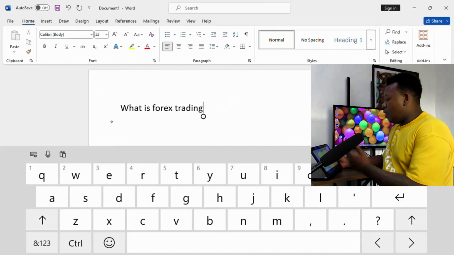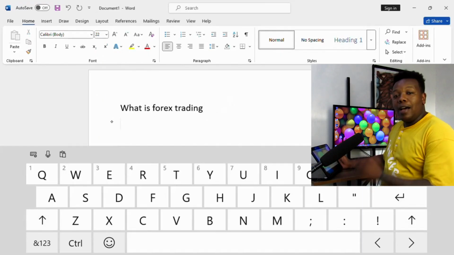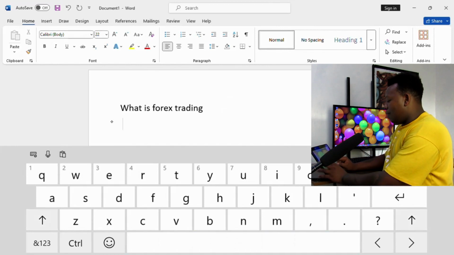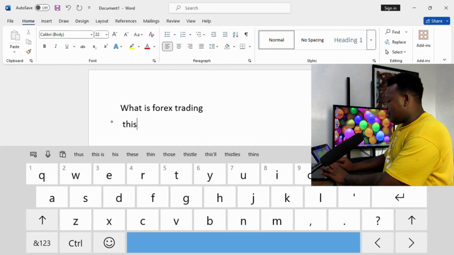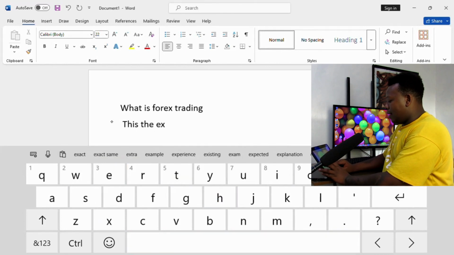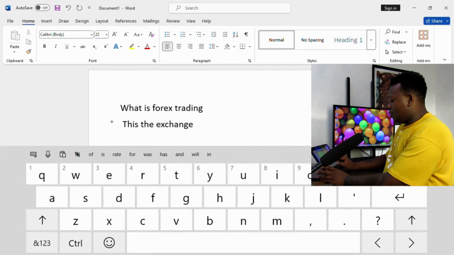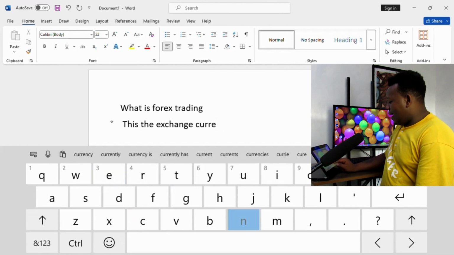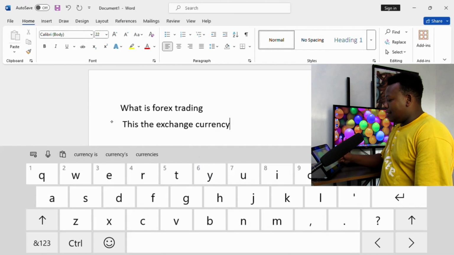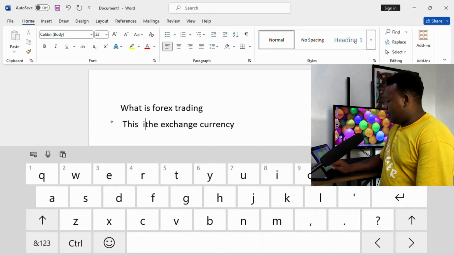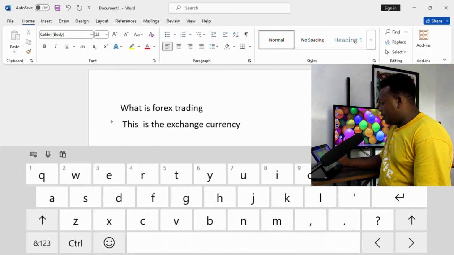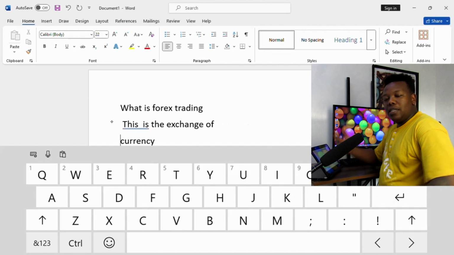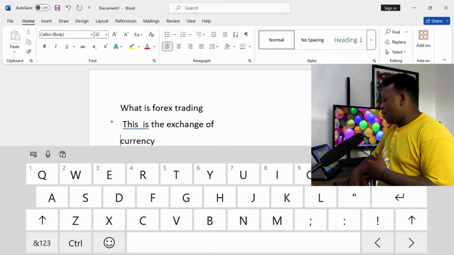So guys, to start with, we are going to look into what is forex trading, and that's where we get to start. With forex trading, this is basically what we mean: this is the exchange of money, the exchange of currencies. So that's what we mean by forex trading. That's the basic definition that you can get about forex trading.